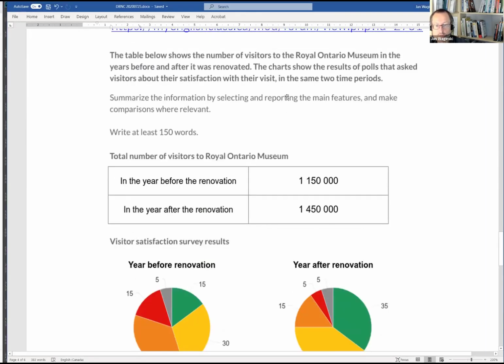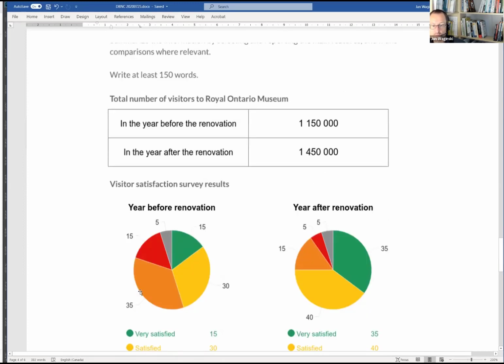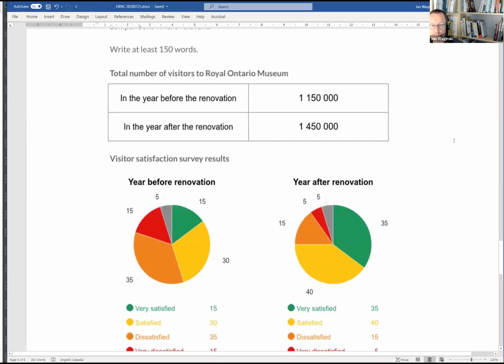The table below shows the number of visitors to the Royal Ontario Museum in the years before and after it was renovated. The charts show the results of polls that asked visitors about their satisfaction with their visit in the same two time periods. So in this case, you've got a little bit of an extended description because they're telling you about the table first, and they're telling you about the two charts. So they want you to summarize the information by selecting and reporting the main features and make comparisons where relevant.